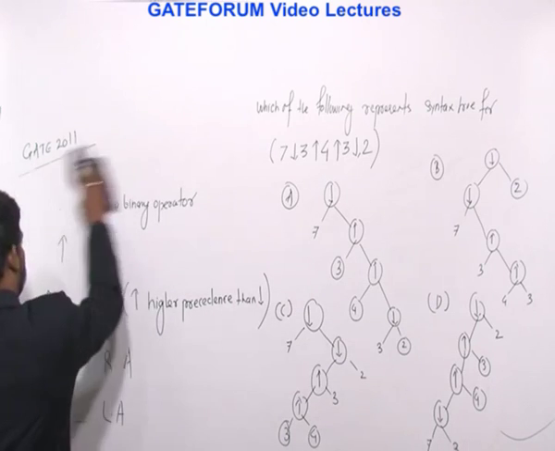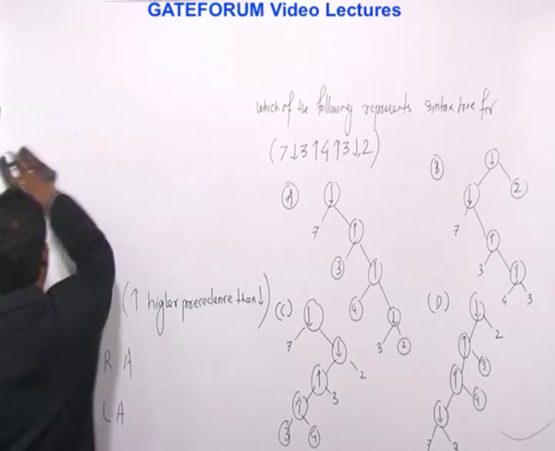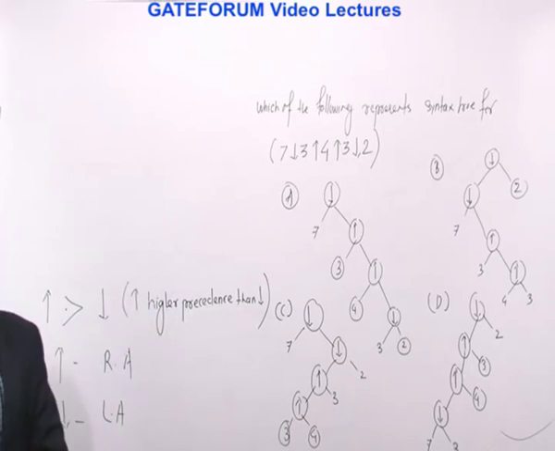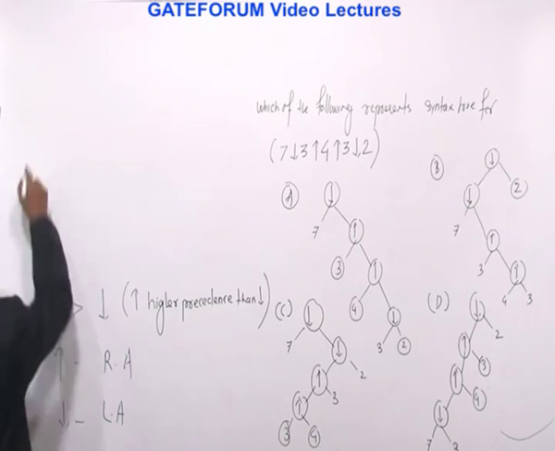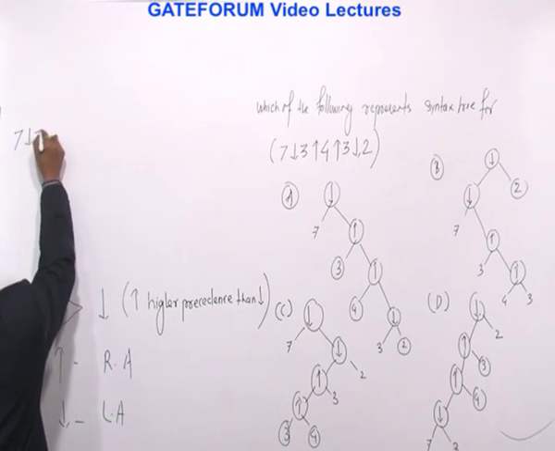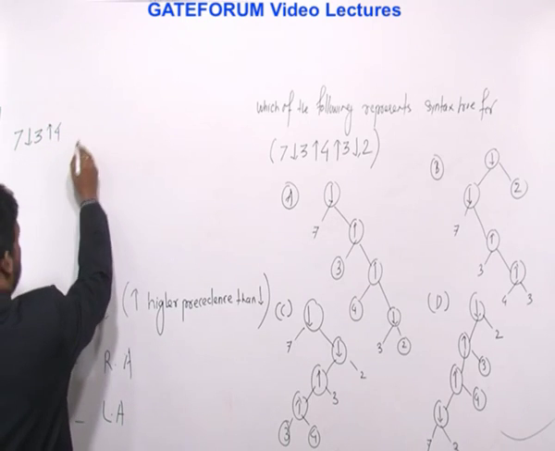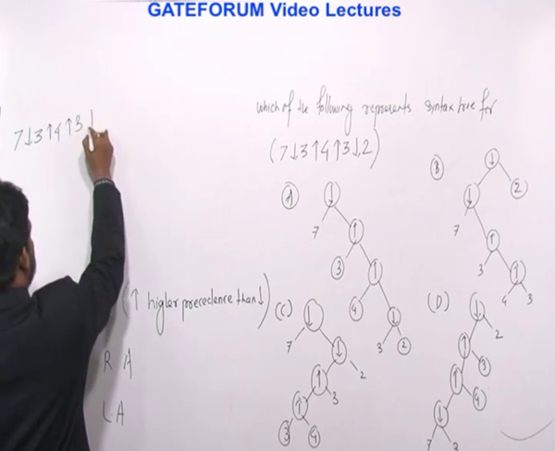Okay, so let's use this information and do the parenthesization, and this will give you your answer. Correct parenthesization will give you the answer. So 7 down arrow 3, 7 down arrow 3, up arrow 4, up arrow 3, down arrow 2.